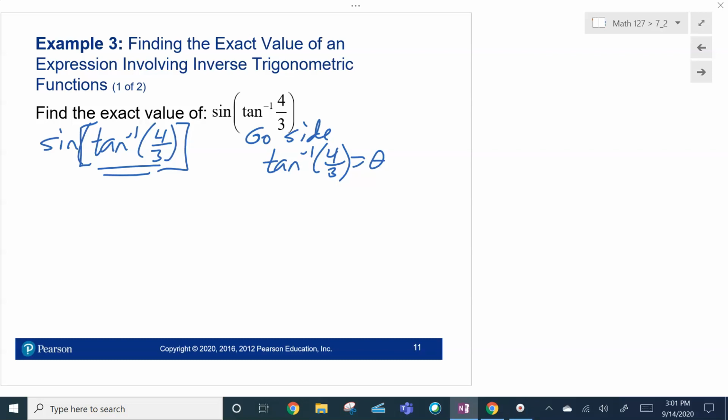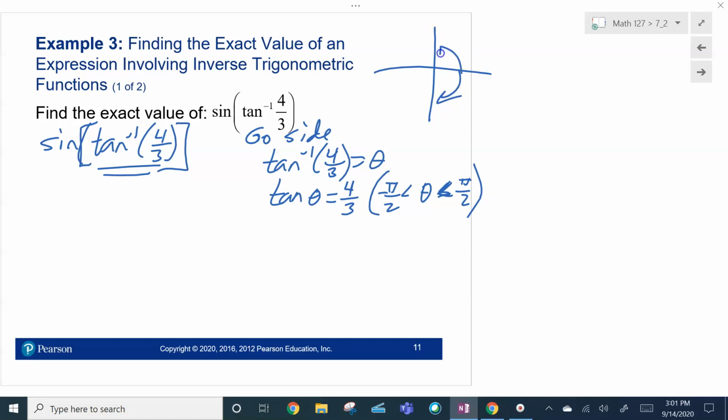And I'm going to work this out and make a picture of this thing. So that means that the tangent of theta would be 4/3, where theta is strictly less than pi halves. Now, I'm looking between negative pi halves and pi halves. If the tangent's positive 4/3, that means my cosine's positive, my sine's positive, my x and my y, right? So I've got to be in quadrant 1. So I'm going to go ahead and draw this into quadrant 1.